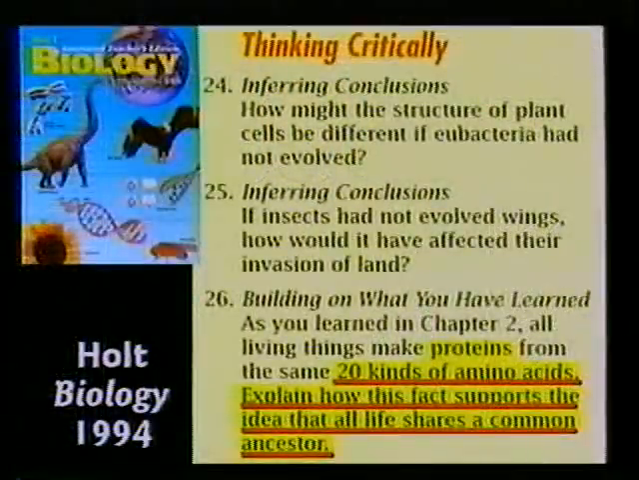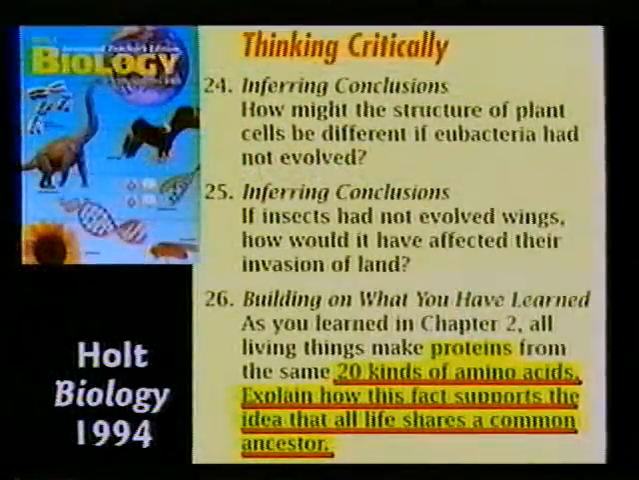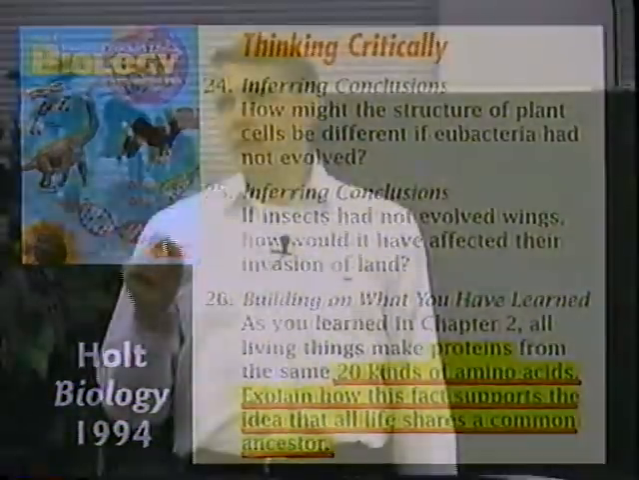Question 25. Inferring conclusions. If insects had not evolved wings, how would it have affected their invasion of land? What a stupid question. Assuming, of course, they evolved wings. Look at this, number 26. As you learned in chapter 2, all living things make proteins from the same 20 kinds of amino acids. Let's back up a little bit here. An amino acid is sort of like a letter of the alphabet.